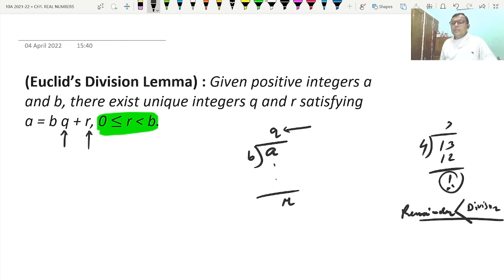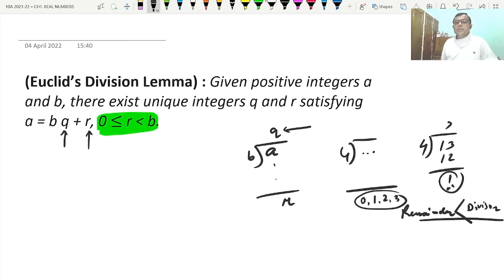What is the maximum remainder it can have when you divide a number by 4? If you divide by 4, what can be the remainder? It can be 0, it can be 1, it can be 2 or 3 at the most. These are the possibilities of the remainder, right? So that means it cannot be negative. So that is why it is given greater than or equal to 0. Remainder must be greater than or equal to 0, and less than B.